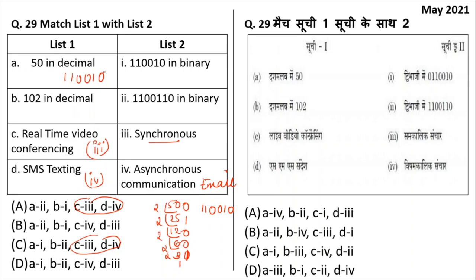So A should be 1. A1. So here the answer should be C, because A is 1 and B is 2. For your information, I'll just solve 102 also. How to solve 102?